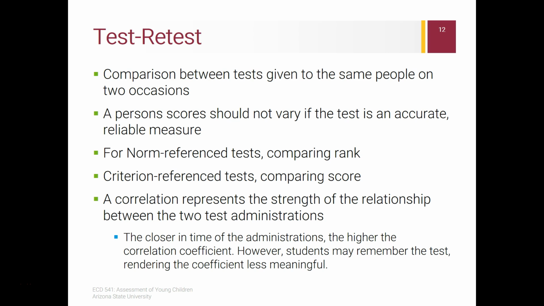While for criterion reference tests, comparison is made between the score on the first test and the score on the second test. The closer in time of the administrations, the higher the correlation coefficient. However, students may remember the test, rendering the coefficient less meaningful.